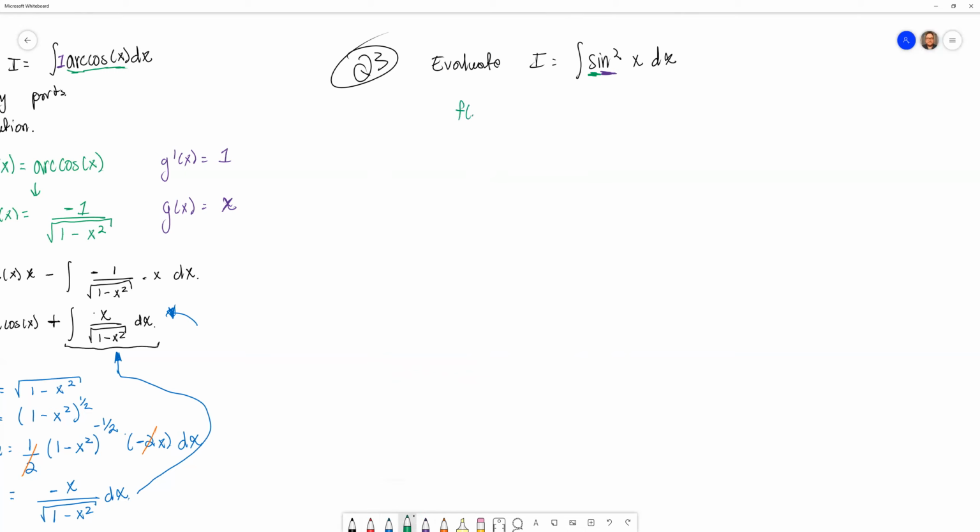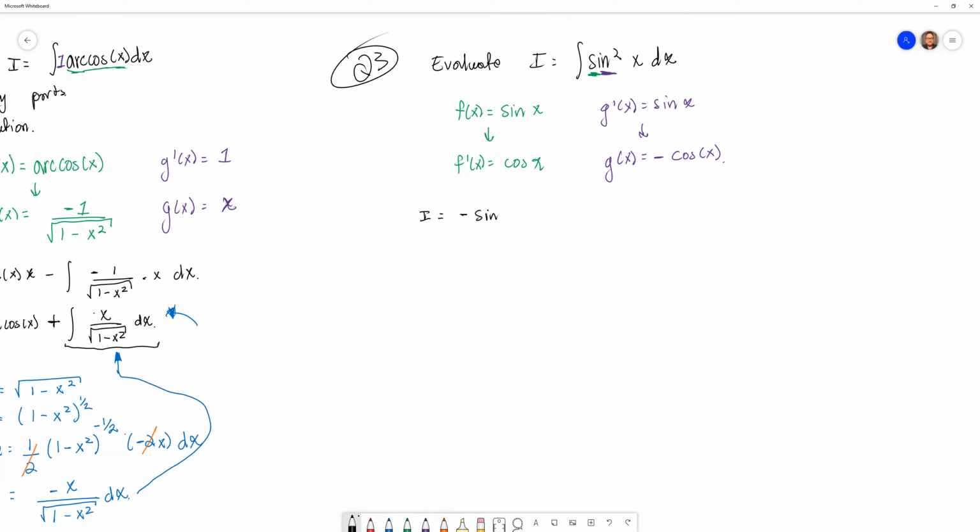So f of x is equal to sine x, and f prime of x is equal to cos x. G prime of x is equal to sine of x. G of x is equal to minus cos of x. And that's because there's no negative in the derivative here. And so we do that, we apply integration by parts now.